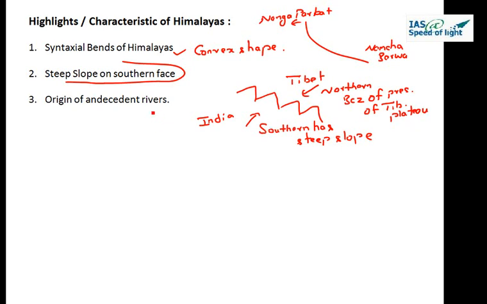Origin of antecedent rivers. Antecedent rivers are the rivers which cut down whatever comes in their path and keep flowing. The contrary term is superimposed rivers, which take the shape of the geographical feature from where they are flowing. So these are the antecedent rivers of the Himalayas.